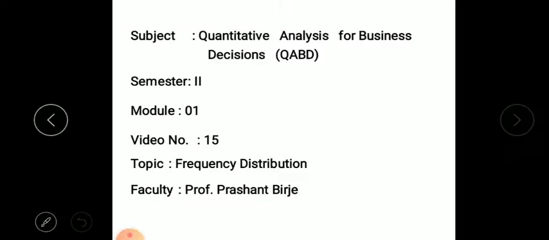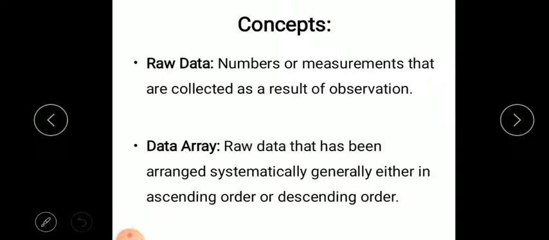In today's video lecture we are going to study about frequency distribution. Frequency distribution comes under tabulation actually, but before diving into what a frequency distribution is and how to draw a frequency distribution table, let us see some of the concepts or terminology that we are going to come across in statistics, especially in frequency distribution drawing.